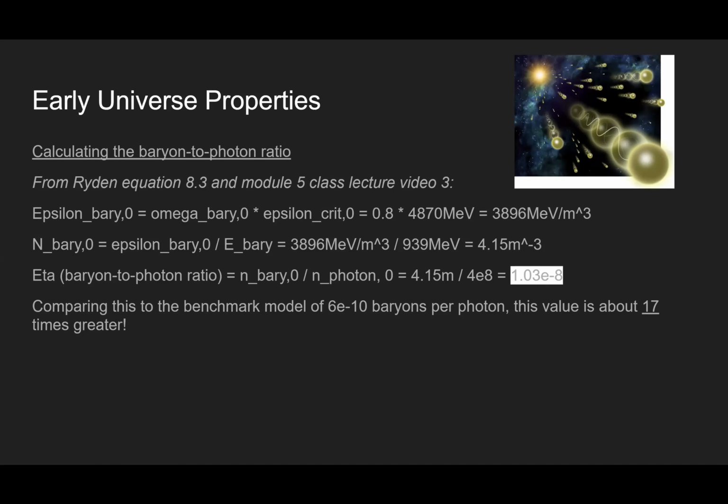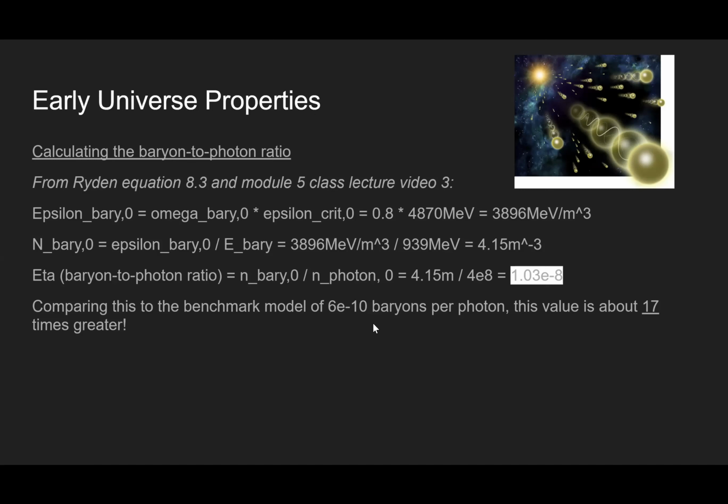And then moving on, we can find the number of baryons. And then finally, you can compare that to the number of photons and calculate your baryon to photon ratio, which we use eta to simplify. And that value comes out to about 1.03 times 10 to the negative 8 for the simulated universe.